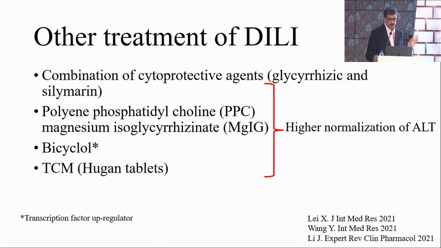And these are the treatments used for DILI, and these basically come from China, and you'll see most of the references there. Combination of glycyrrhizin and silymarin, bicyclol, and again Hugan tablets. Some of them are tablets, some of them are intravenous injections, but again, if you have the references there, they have been used, but predominantly for herbal drug-induced liver injury rather than non-herbal, and most of them come from China.